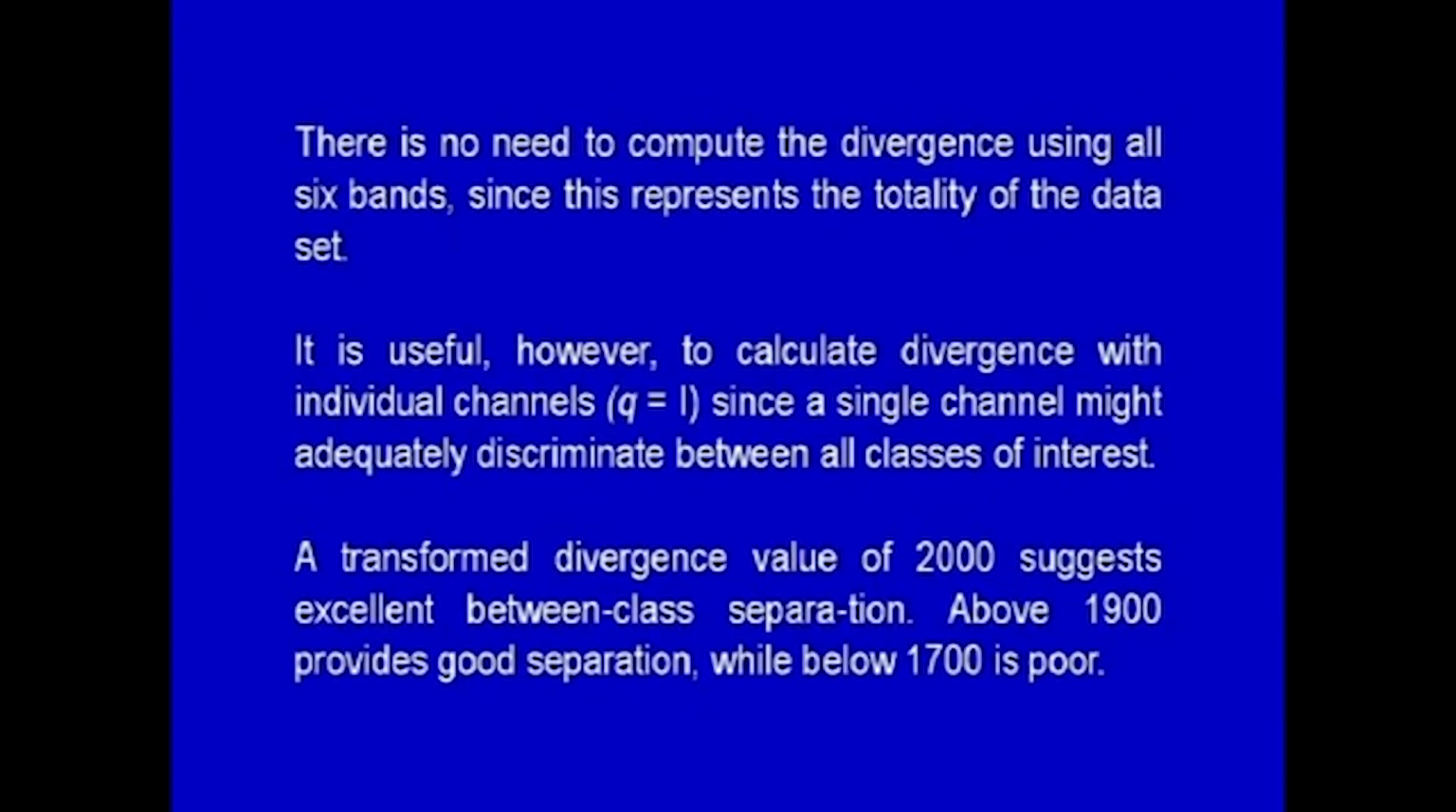There is no need to compute the divergence using all 6 bands, since this represents the totality of the data set. It is useful, however, to calculate divergence with individual channels such as Q is equal to 1, since a single channel might adequately discriminate between all of the classes of interest. The transform divergence values of 2000 suggest excellent between class separation. Above 1900 provides good separation and below 1700 is poor.